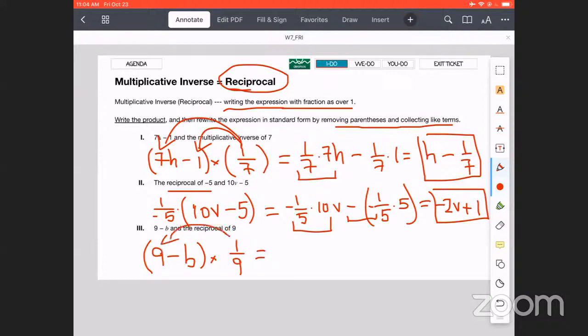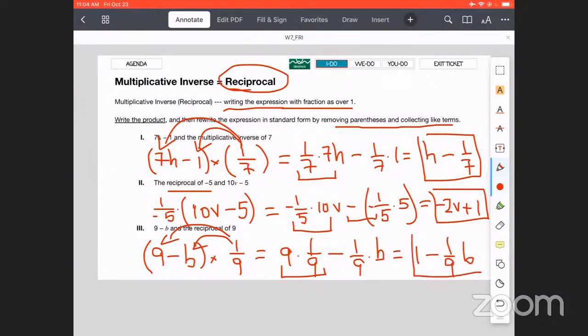Here we go. This times this. So 9 times 1/9 and minus 1/9 times b. Okay, so the first thing becomes 1, obviously, because you're multiplying with its reciprocal, and minus 1/9 b. The key thing you need to remember for now is knowing what a reciprocal means. It's just a 1 over, or what is the other name, multiplicative inverse, which is a reciprocal. Okay, now let's move on.